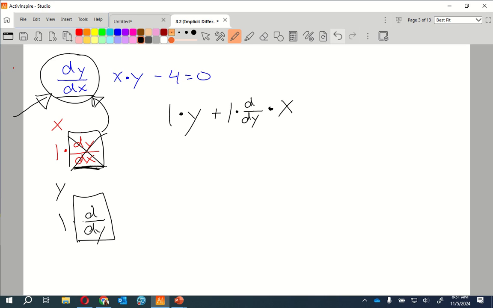You ready? Okay. So we're done with the product rule, right? Now we come over here to this minus 4. What's the derivative? 0, because it's constant, right? Okay. So that's 0, and then it's equal sign. What's the derivative of 0? 0.